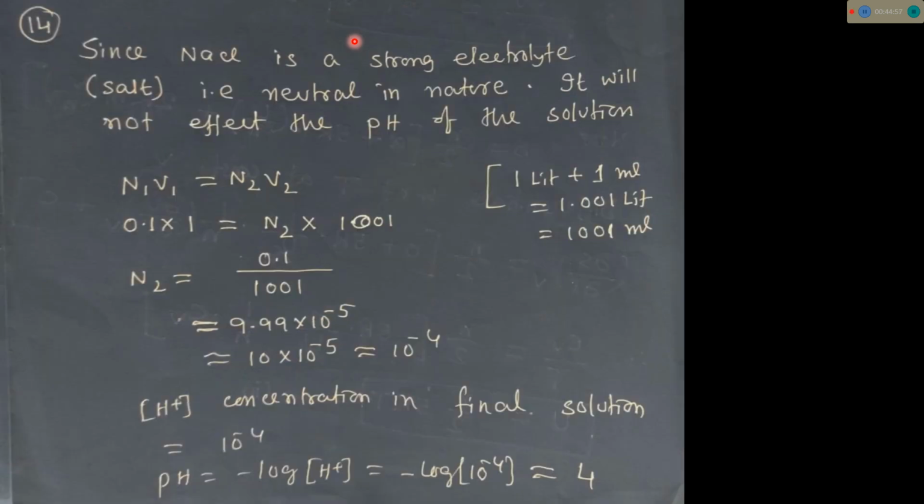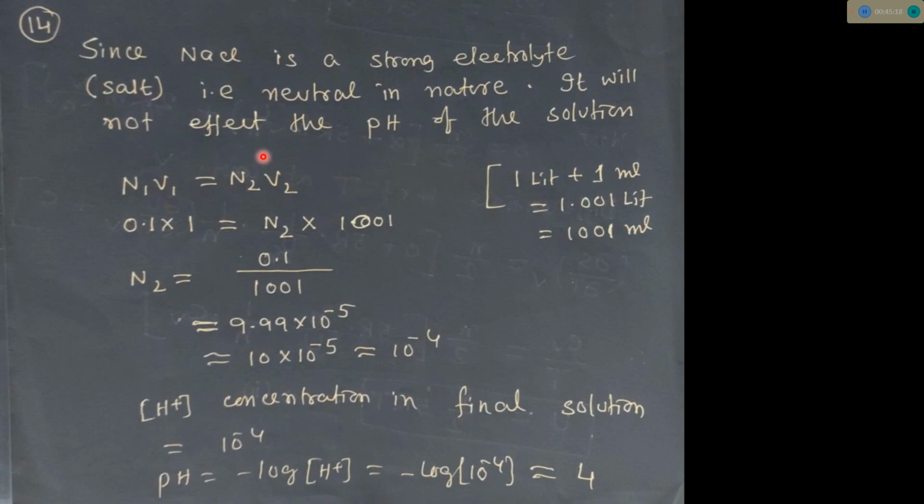So we can solve this reaction in two ways. The first way is that we know sodium chloride is a strong electrolyte, or you can say a salt. So it's neutral. The solution of a salt is neutral, as you all know.